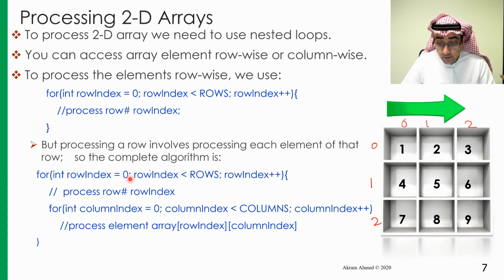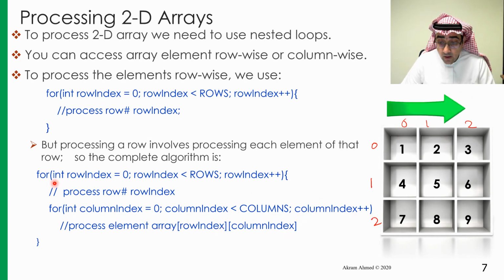So 0, 1, 2. So it's going 0. Then it will select row 1 and row 2. The second for loop is the column index. We define an int column index equal to 0, because the column index also starts from 0. It goes while the column index is less than the number of columns, in this example 3, and the column index plus plus, and then you do some work.